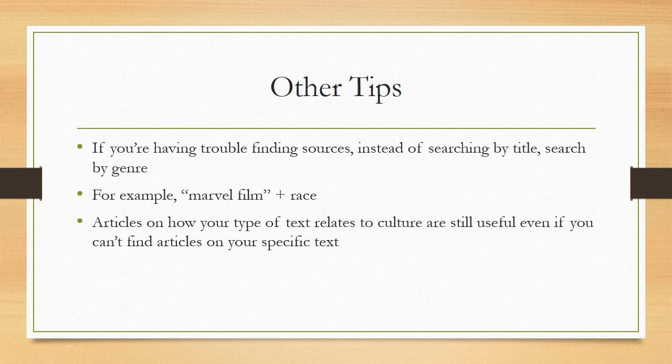To sum up, look for articles on your type of text, the genre. So maybe you're looking at the horror genre, but they don't have articles on your specific film, or science fiction or mystery, but you can't find ones on your specific film. Then you can find ones on the genre and how they relate to the real world issue.